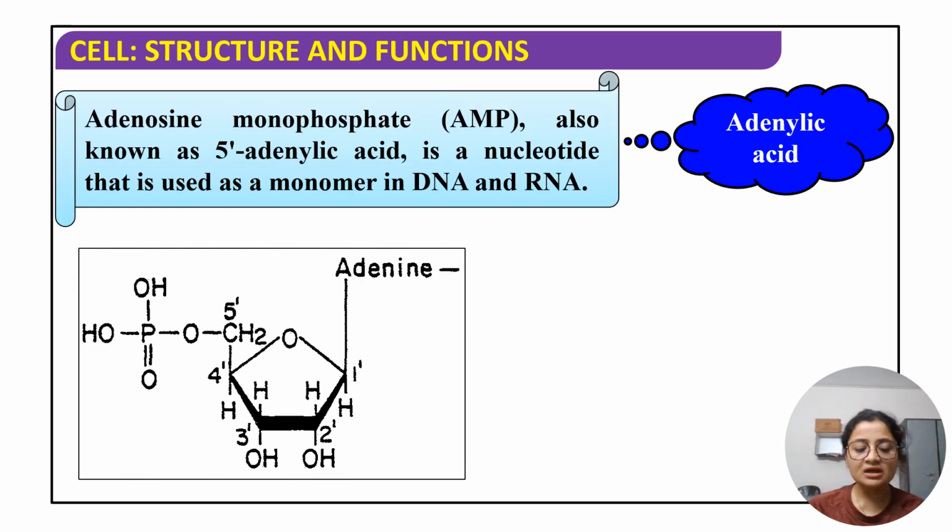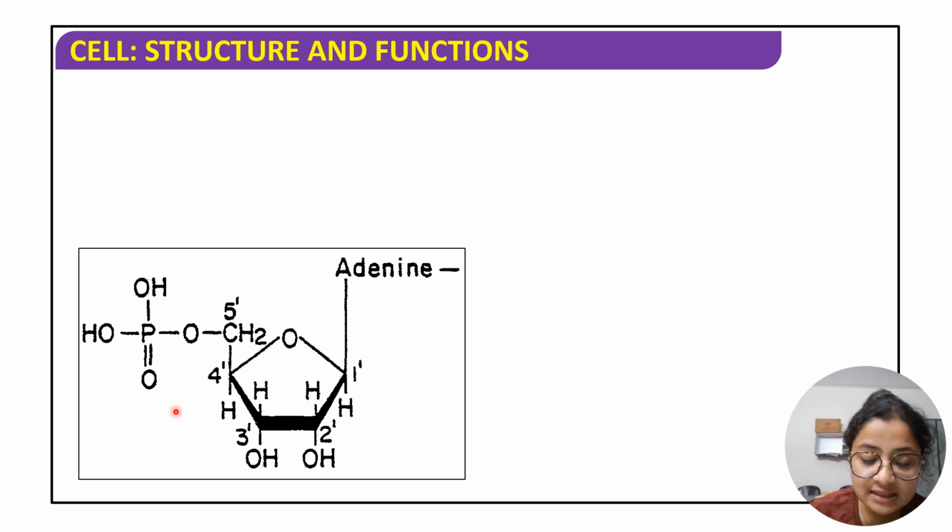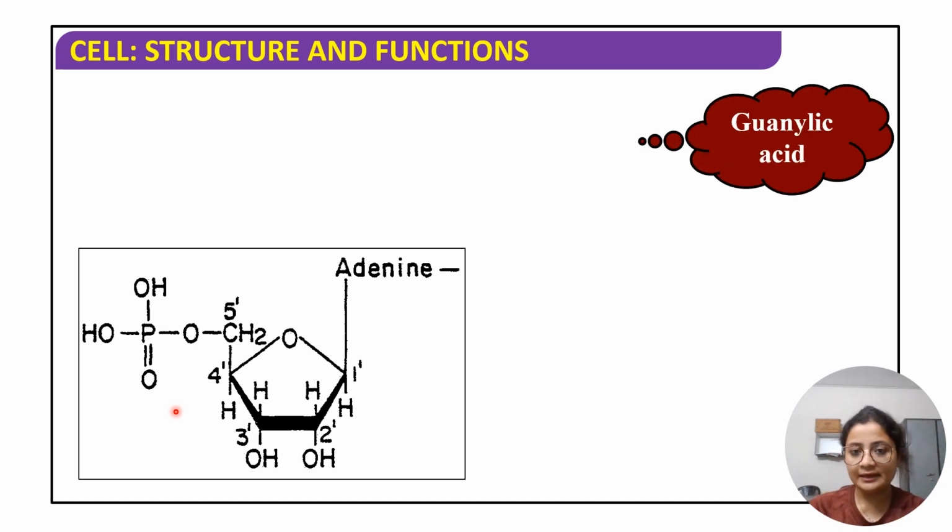Now talking about something called adenylic acid. What is adenylic acid? AMP. What is the full form of AMP? Adenosine monophosphate. Okay, means adenine के साथ, mono means one. Adenine के साथ one phosphate group will be attached, exactly how you can see over here. So it is a nucleotide which is used as a monomer in DNA and RNA. So basically adenosine के साथ अगर हम एक phosphate group add कर देंगे, then we will be getting AMP.